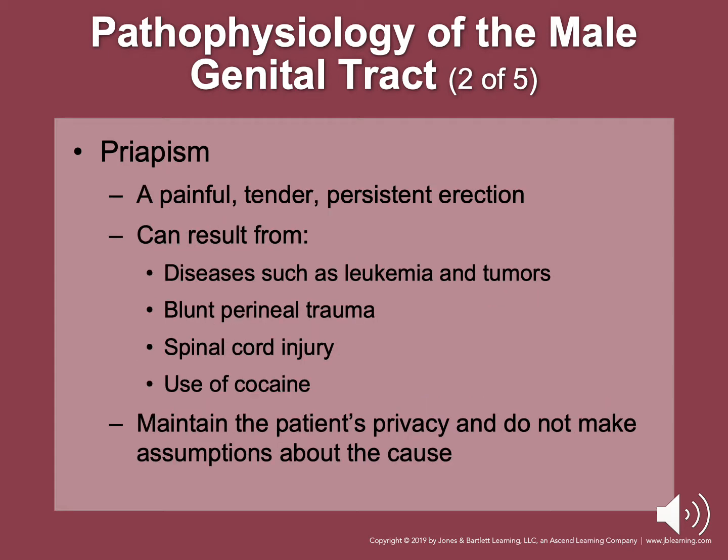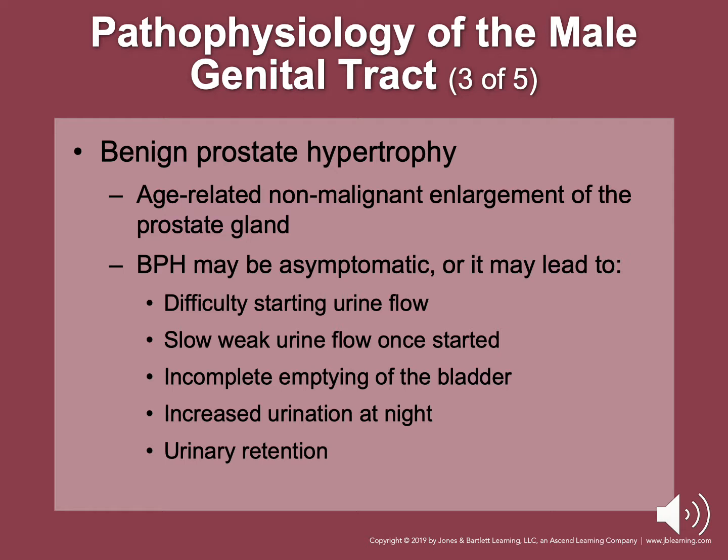Benign prostate hypertrophy is an age-related non-malignant enlargement of the prostate gland. It occurs in approximately 50% of men older than 60 years. It may be asymptomatic, or it may lead to difficulty starting urine flow, slow weak urine flow once started, incomplete emptying of the bladder, and increased urination at night. It may also lead to urinary retention.